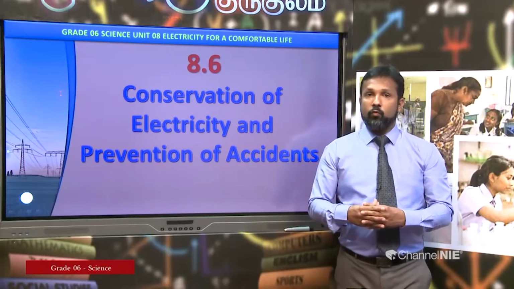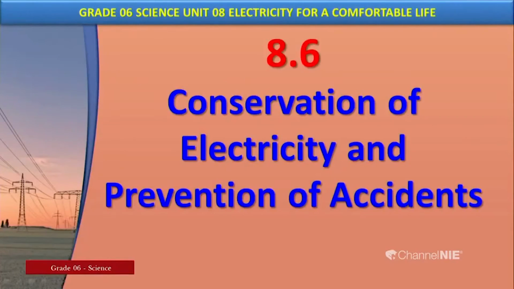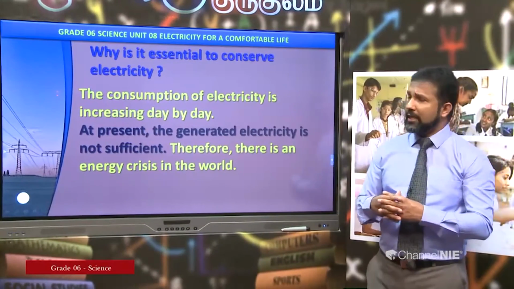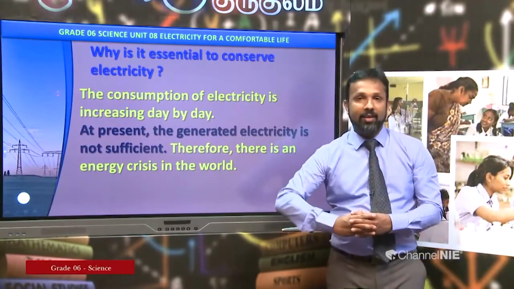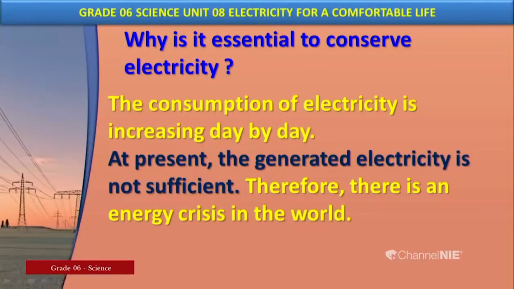Let's move to the final part of our unit, conservation of electricity and prevention of accidents. Why is it essential to conserve electricity? We learned that today we use electricity for most of the day-to-day activities. The consumption of electricity is increasing day by day. At present, the generated electricity is not sufficient. Therefore, there is an energy crisis in the world.